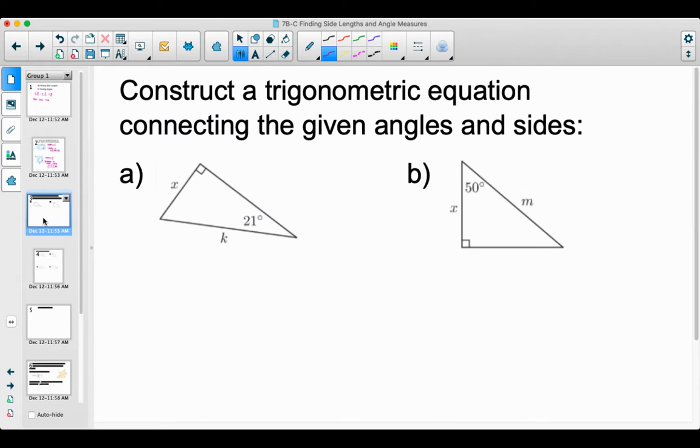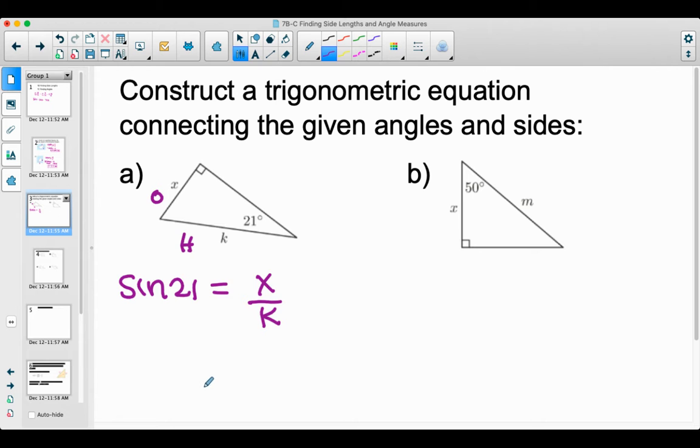And now let's take a look at an example of sine just so you see all three of them. So we're just going to take a look at the example A. So 21, this is going to be my opposite, and this is going to be my hypotenuse. And so that is your sine. So we have the sine of 21 is equal to x over k.